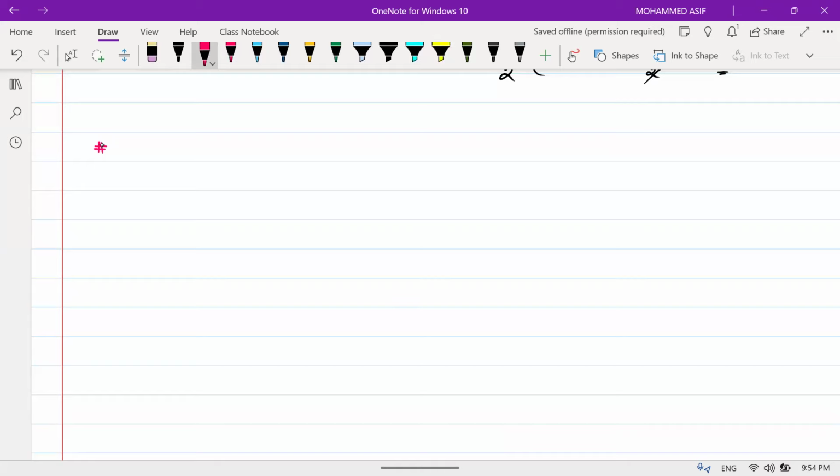See the next model. Find the molar specific heat for the process PV to the power of 3 is equals to constant.